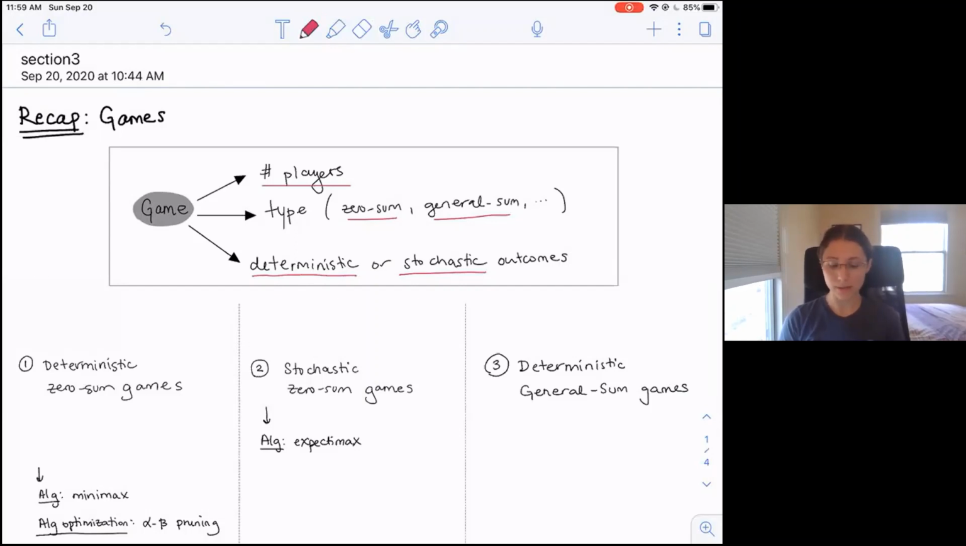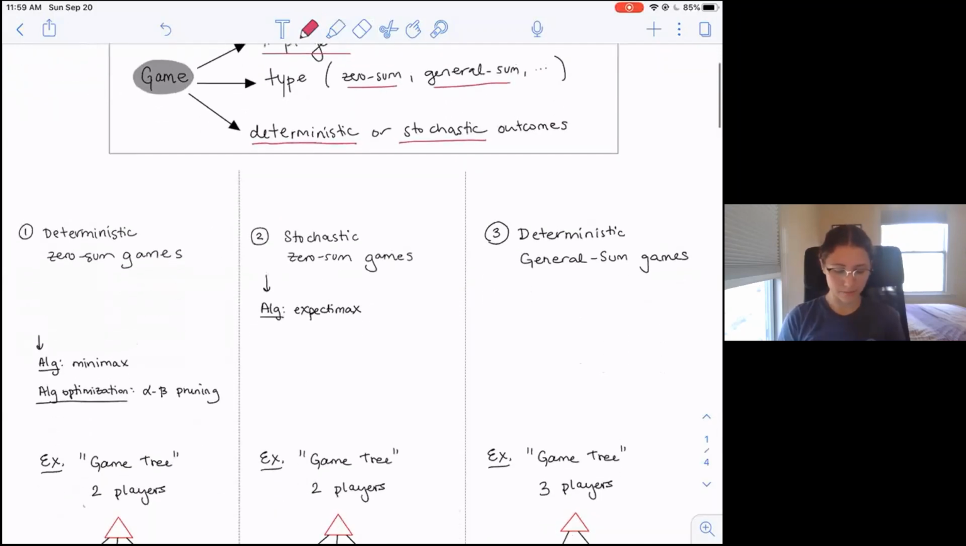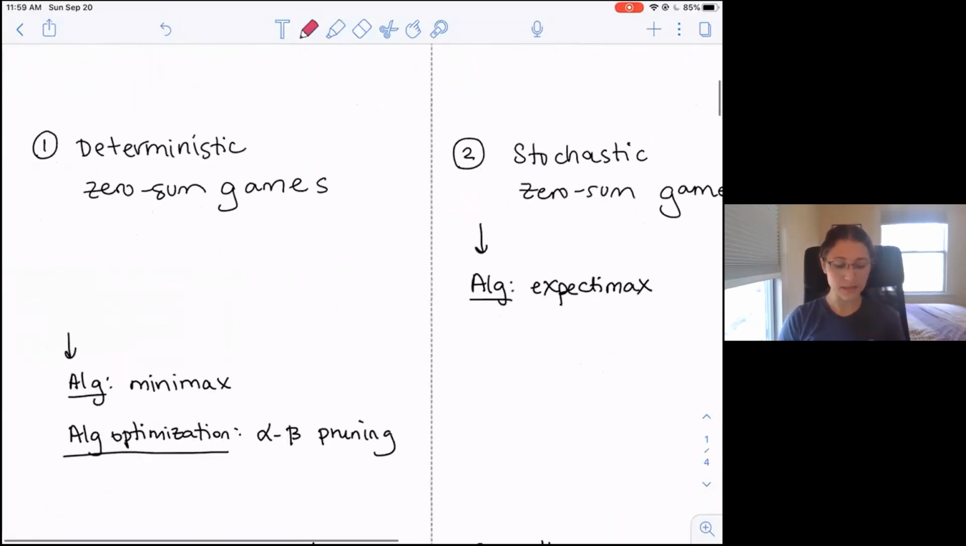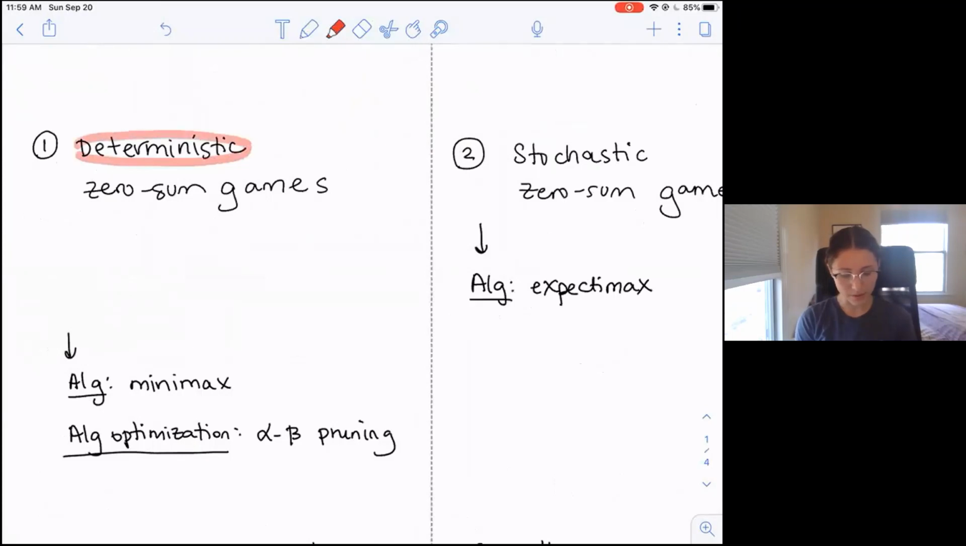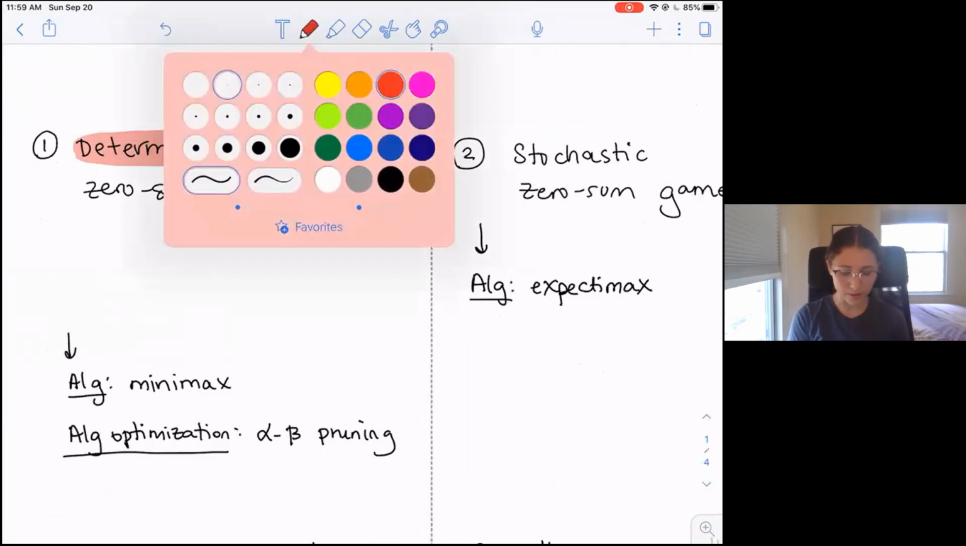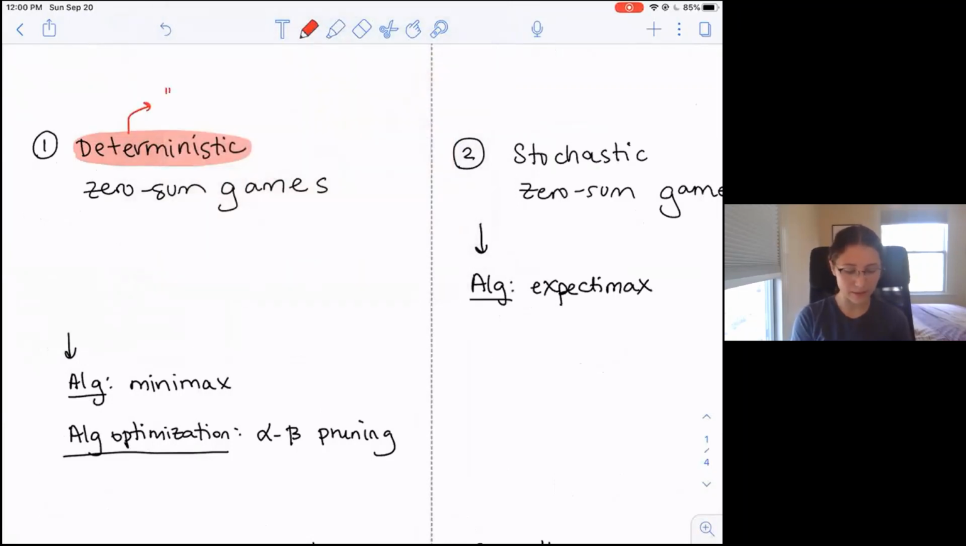So let's jump into some specific instantiations of games that we'll see today. The first type of game that we'll see is a deterministic zero-sum game. Let's define each of these components here. The determinism, as I mentioned before, has to do with the fact that there's going to be no randomness going on in the outcomes of each of the actions that a player takes.